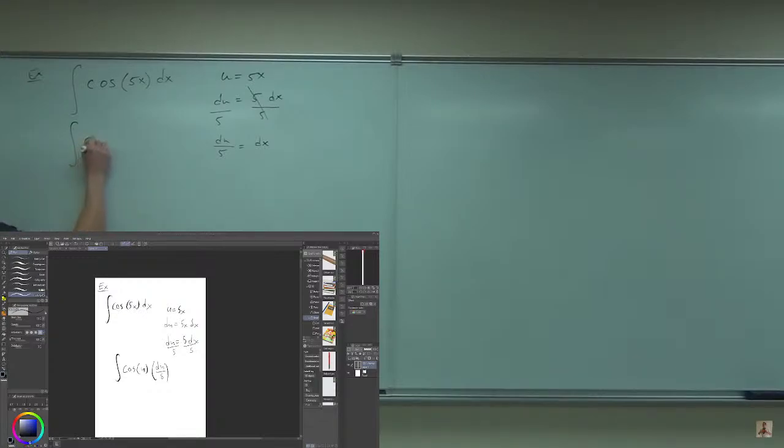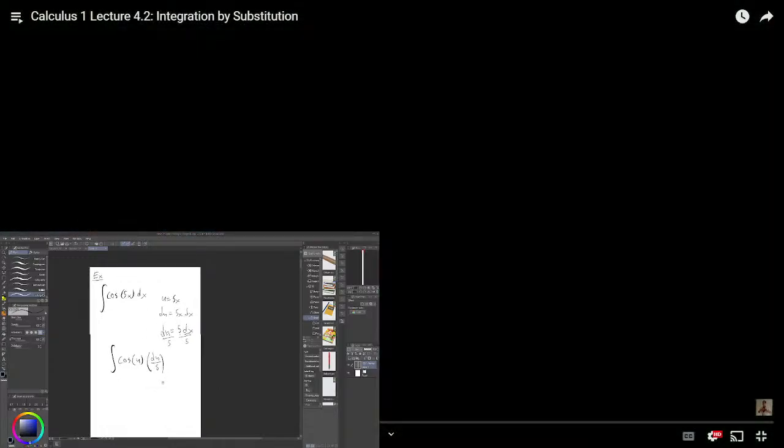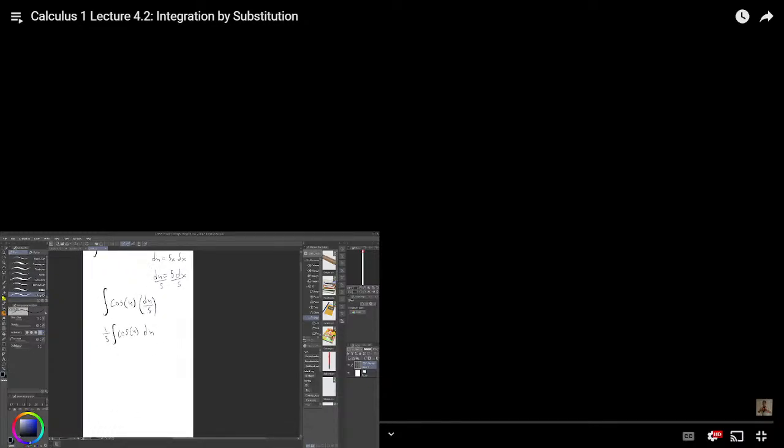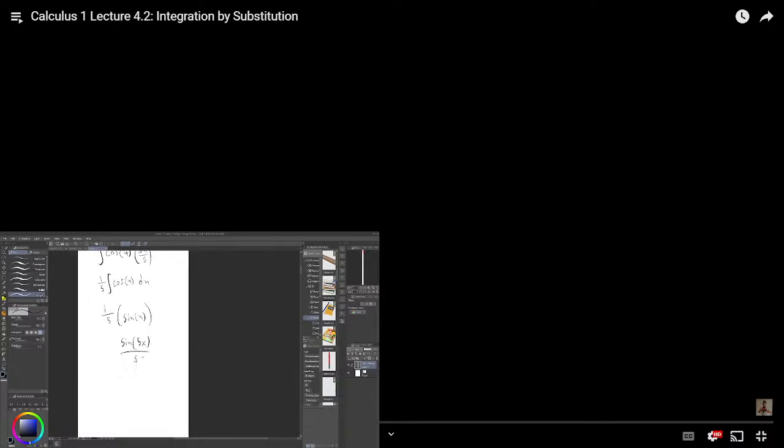So the cosine doesn't change, but the 5x, I'm going to let that become u, and I'm going to let dx become du over 5. Okay, so take out the 1/5. Take the integral of cos u du. This would be sine u. So sine 5x over 5 plus c.